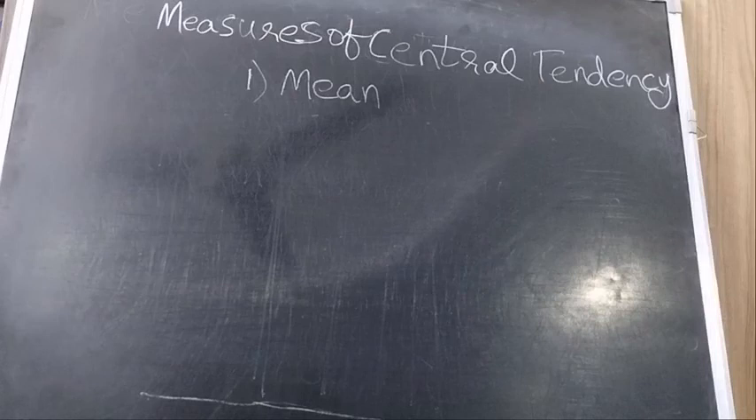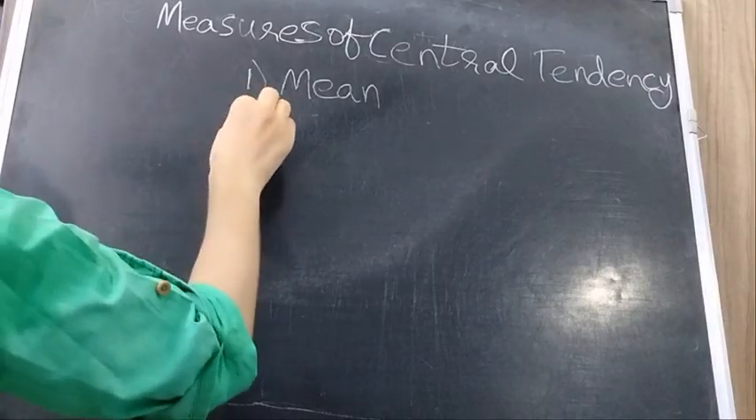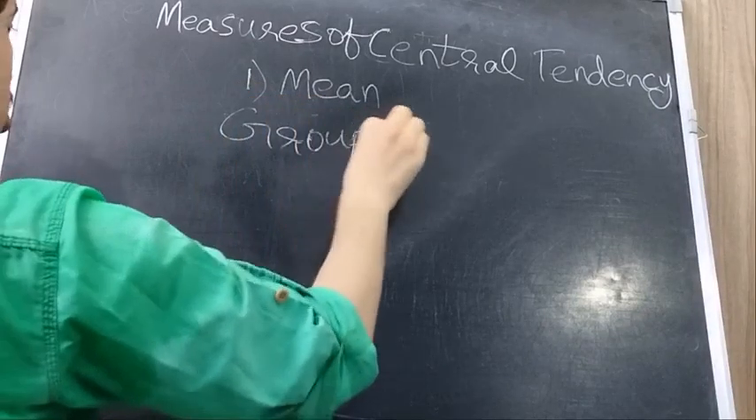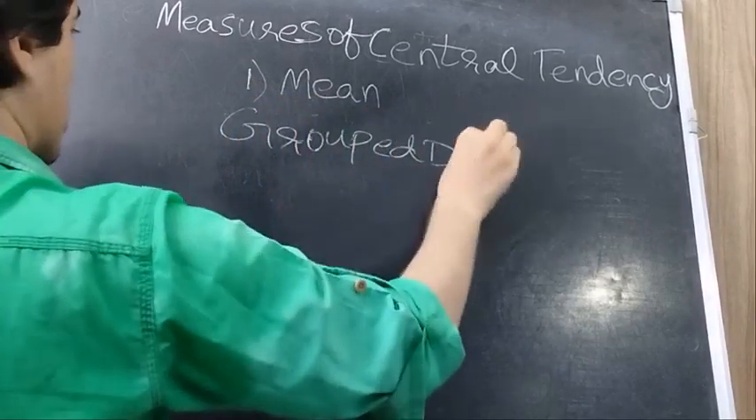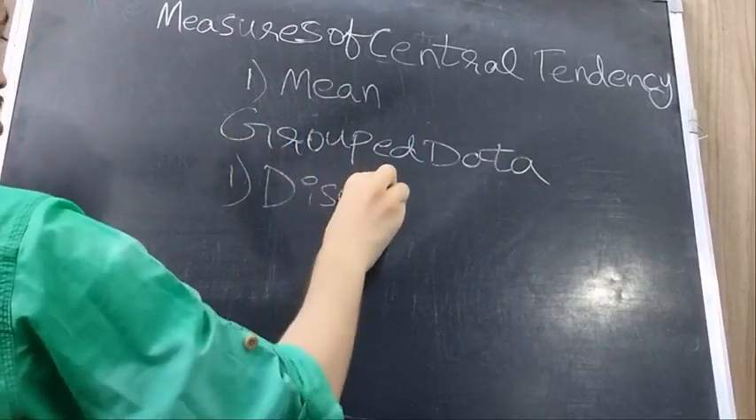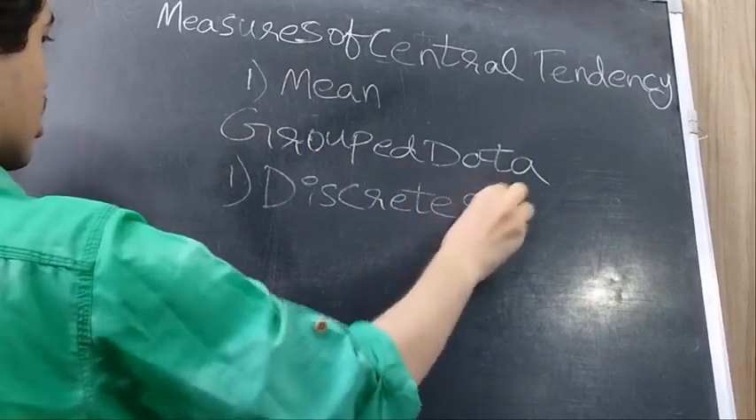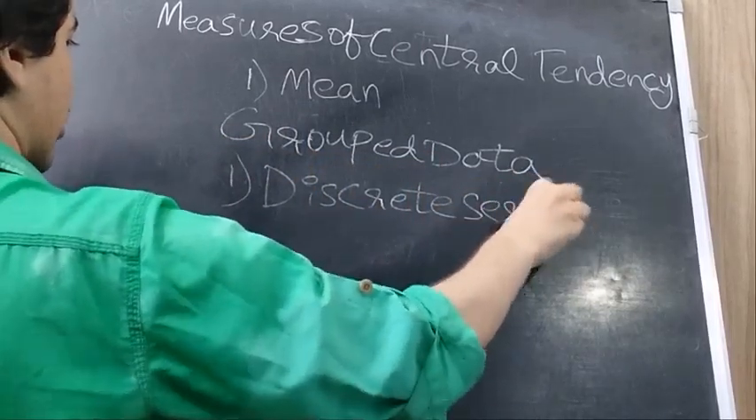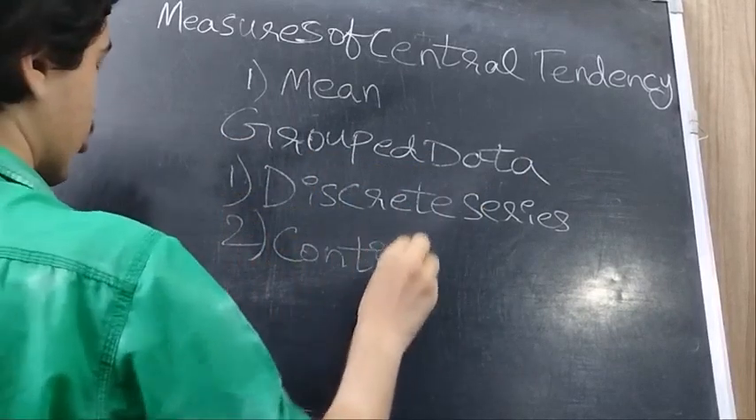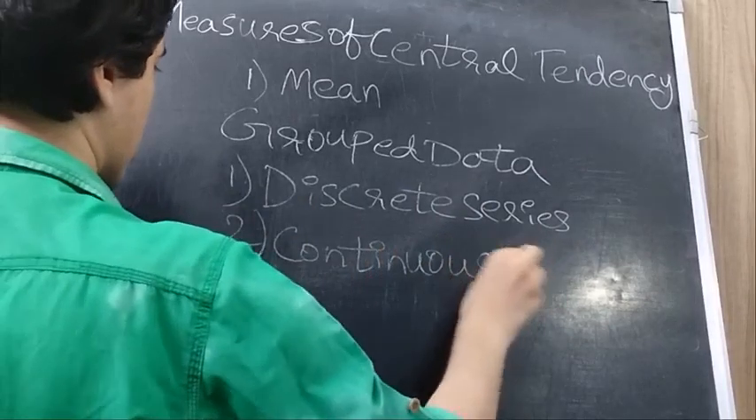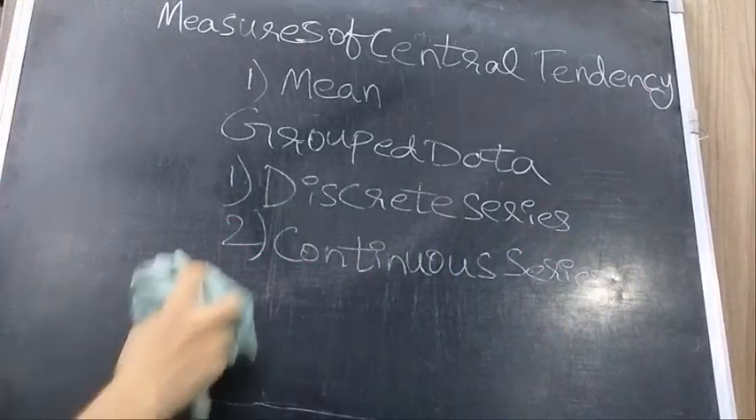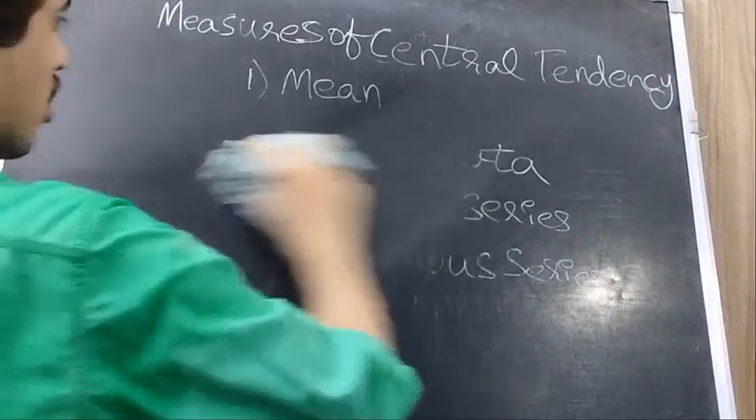Now we will see the grouped data. In grouped data again there are two types. First one, discrete series, and the second one is the continuous series. So first we will see the discrete series. Mean in the discrete series.